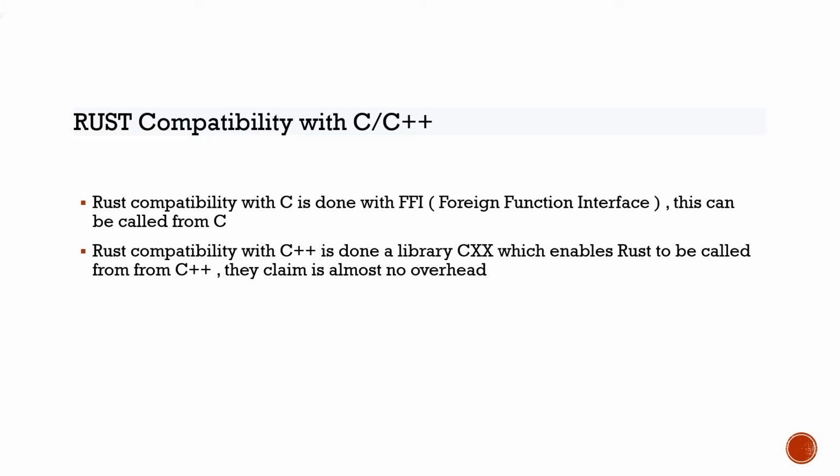And when you go to C++, Rust offers something done with a library, which enables Rust to be called from C++. And they say it has no overhead, which is another good thing for C++ compatibility. I will also explain this in future videos with an example.